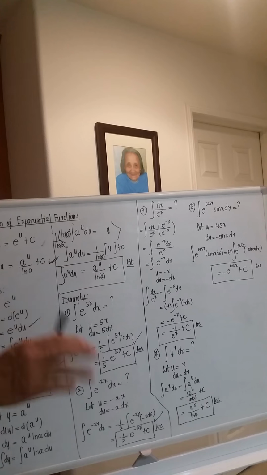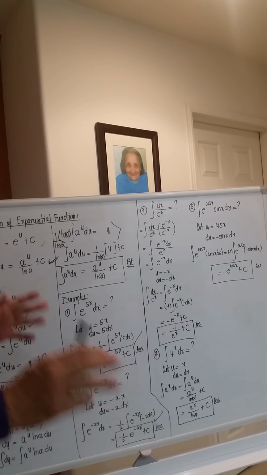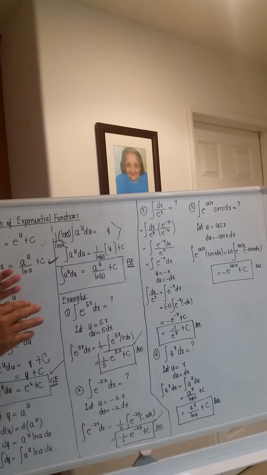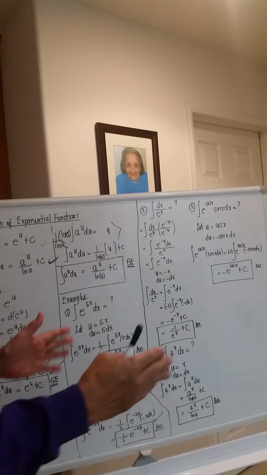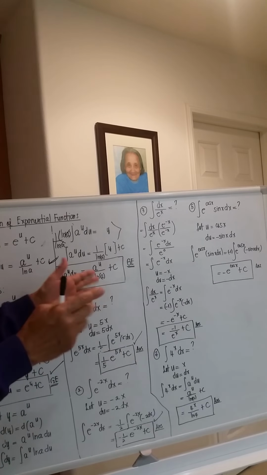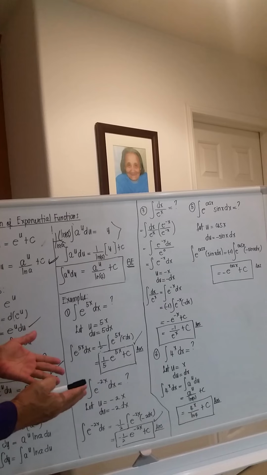That's the final answer. The only work you need to do is to verify the complete value of du. If it is missing some constant, counter that constant by taking the reciprocal. Okay? It's easy.